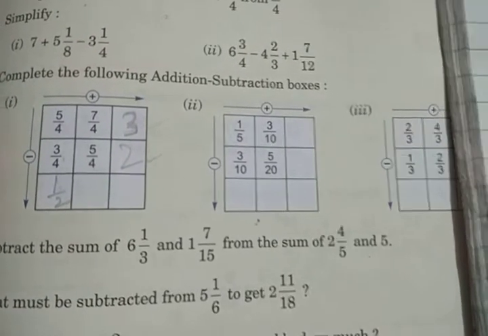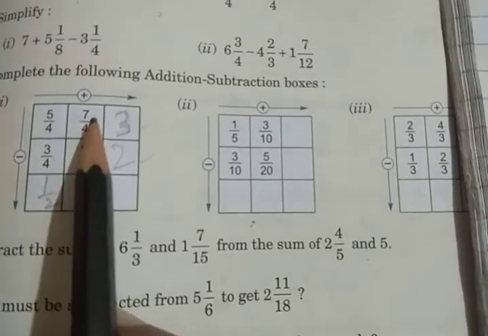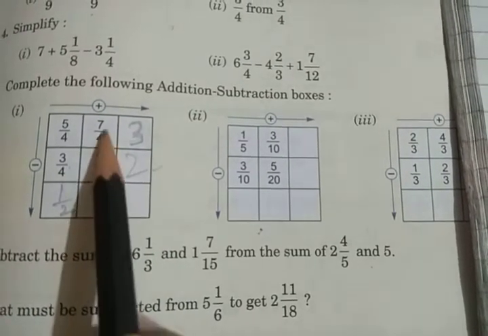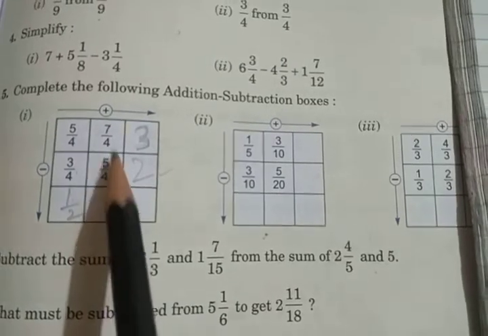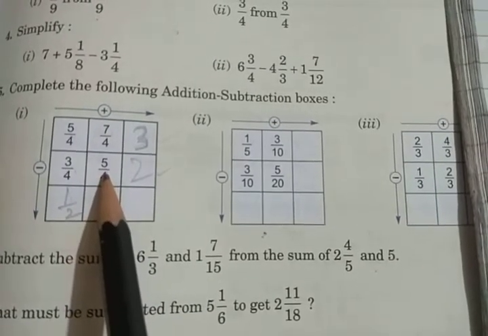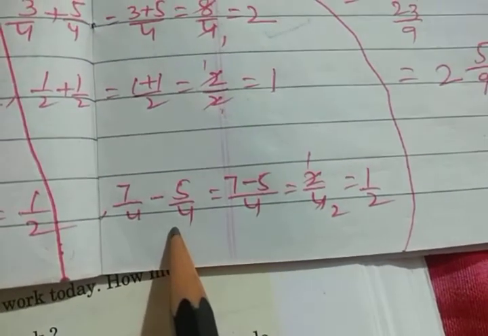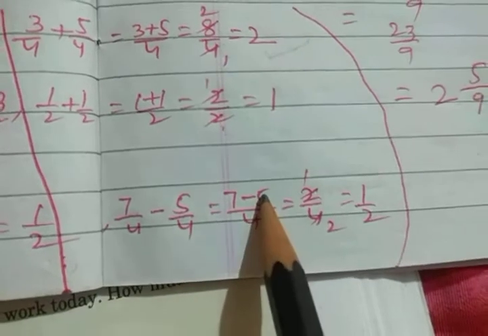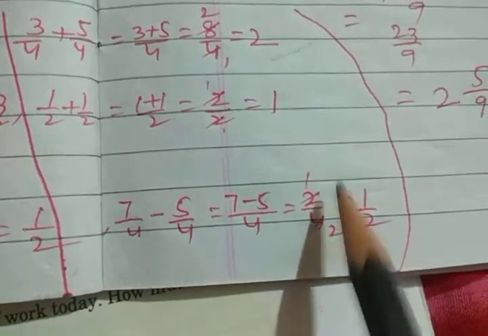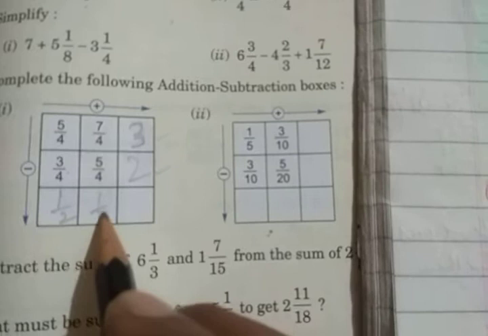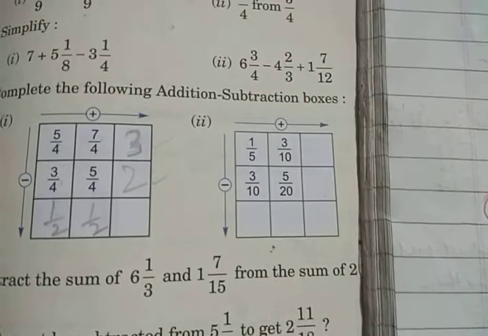Clear? Next, similarly, 7 by 4 minus 5 by 4. This is in vertical way, okay? 7 by 4 minus 5 by 4 is equal to 7 minus 5 by 4. We get 2 by 4. 2 1s are 2, 2 2s are 4. We get 1 by 2. So there will be also 1 by 2. Clear?